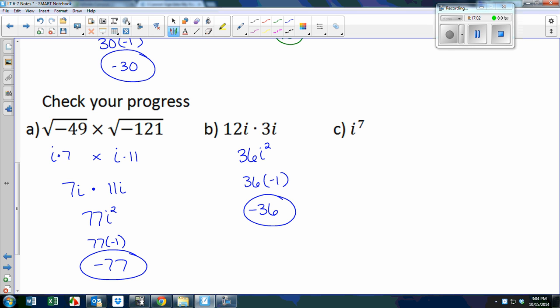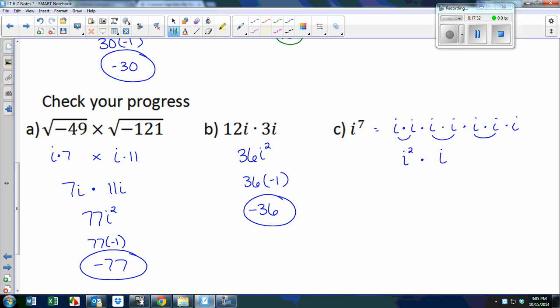All right, the last one's kind of tricky, and it can be done several ways. But i to the 7th, it's not a square root, so we're not going to be using the square root of -1 fact. We're going to be using the i squared fact. So how many i squareds can you make out of 7 i's? Just for the illustration of this video, I'll do it the long way. I probably wouldn't really do this, but I can make 1 i squared with the first 2 i's.